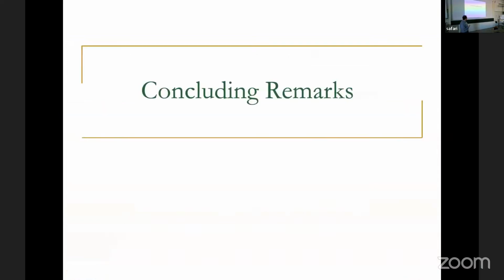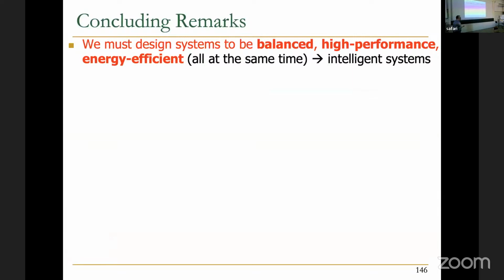Okay, good. So let me conclude with some remarks. Basically, we must design systems to be balanced, high performance and energy efficient, all at the same time. Today, systems that we have been designing are not really balanced. A lot of resources are just for storing data and communicating or moving data, and your processing capability is just happening in some small units, like a processor or GPU.